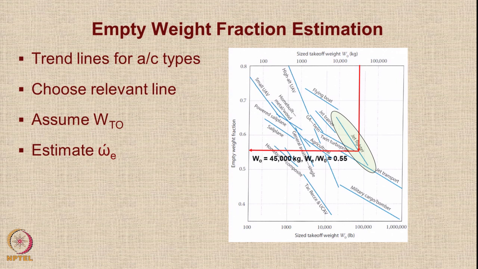So for example, if we assume the max takeoff weight, or the sizing takeoff weight, to be 45,000 kilograms, for a jet fighter it turns out to be approximately 0.55 as the empty weight fraction. But what is the value for our F-16?